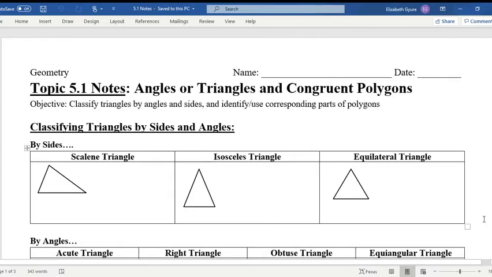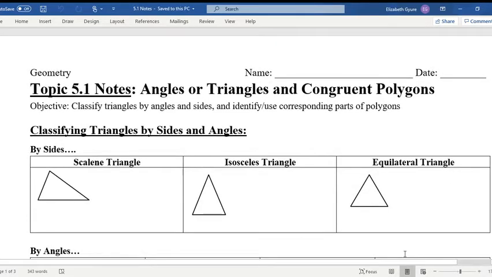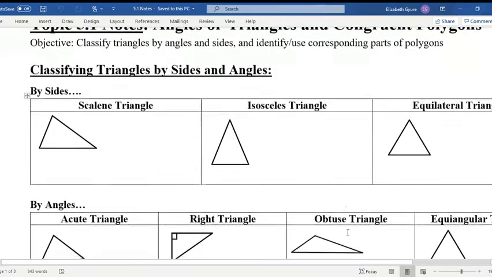So classifying triangles. Triangles can be classified, and by classified I mean like named, right? We can give them a name by either their sides or their angles or both. So some of these vocab words might sound familiar to you. If they do sound familiar, I would love to hear from some different people. If we classify a triangle by its sides, we can have scalene, isosceles, or equilateral triangles.